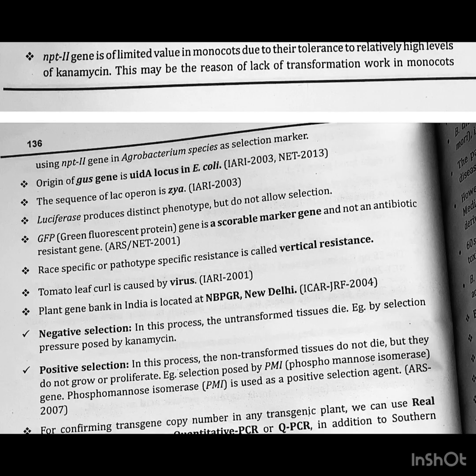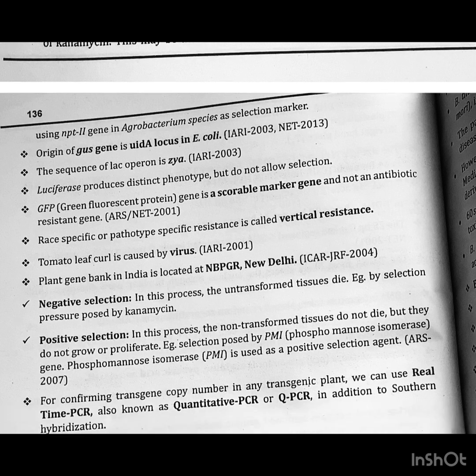Negative selection. In this process, the untransformed tissues die. Example, selection pressure posed by kanamycin. Positive selection. In this process, the non-transformed tissues do not die, but they do not grow or proliferate. Example, selection posed by the phosphomannose isomerase gene. Phosphomannose isomerase is used as a positive selection agent. Question asked in ARS 2007.